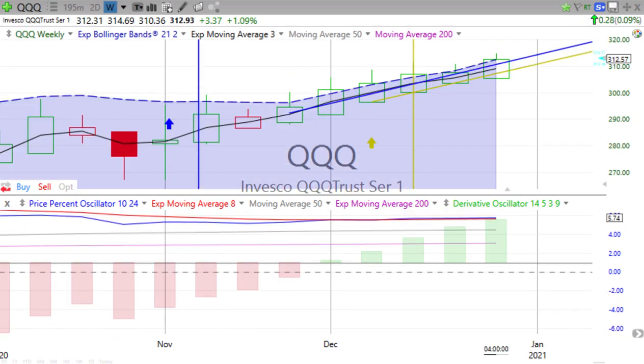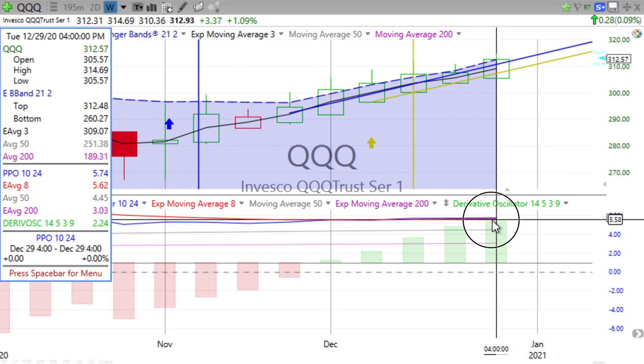Now let's go to the Qs. That's the Nasdaq 100, the tech stocks. It was up for the day just a little bit, 0.09%. What do we see going on there? Well, we see the Qs moving up to a higher high for the week. Again, a nice looking candle 2 days in to this candle. We see that that price percent oscillator is just over the red signal line.